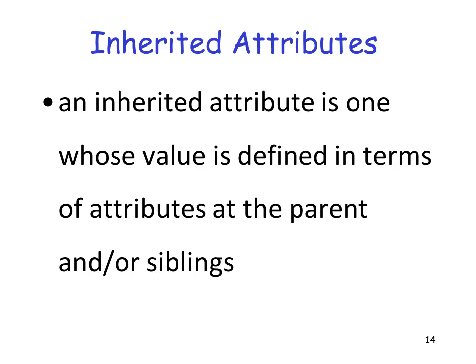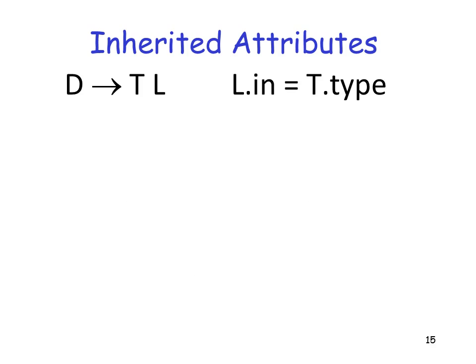Next is the inherited attribute. Inherited attribute means the attribute value is computed from the attribute value of the parents, or it can be from the attribute value of the siblings. The next slide shows an example of inherited attributes, the semantic rules which will be evaluating the inherited attributes.